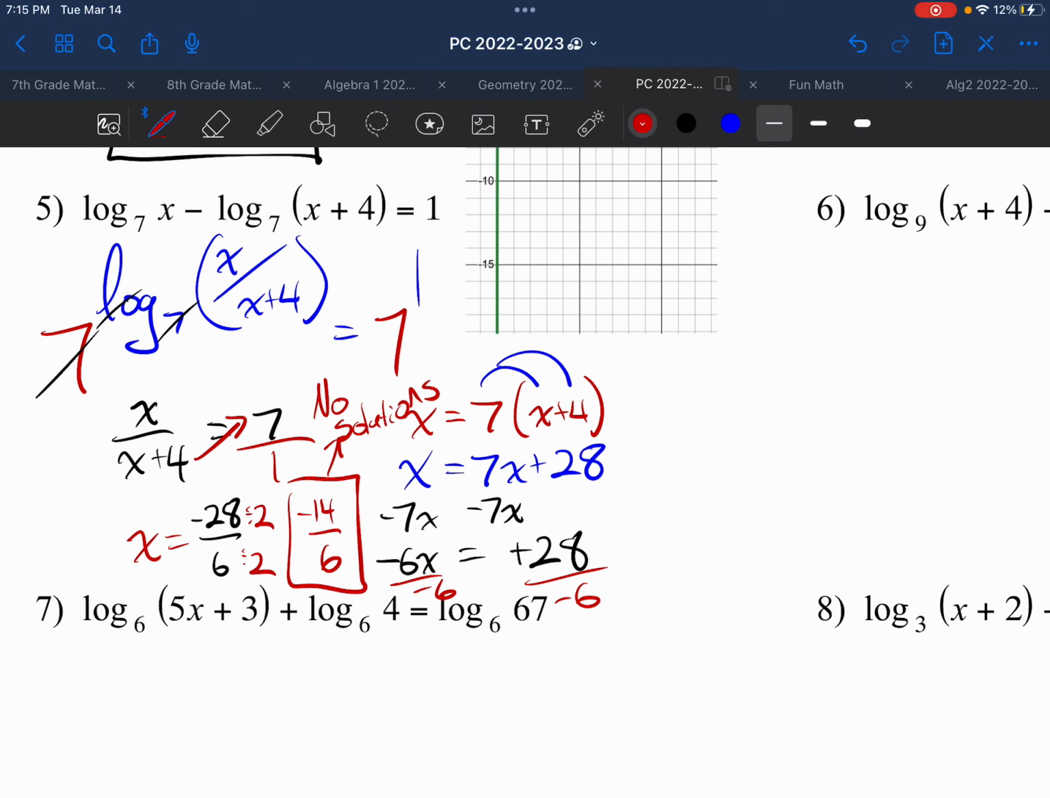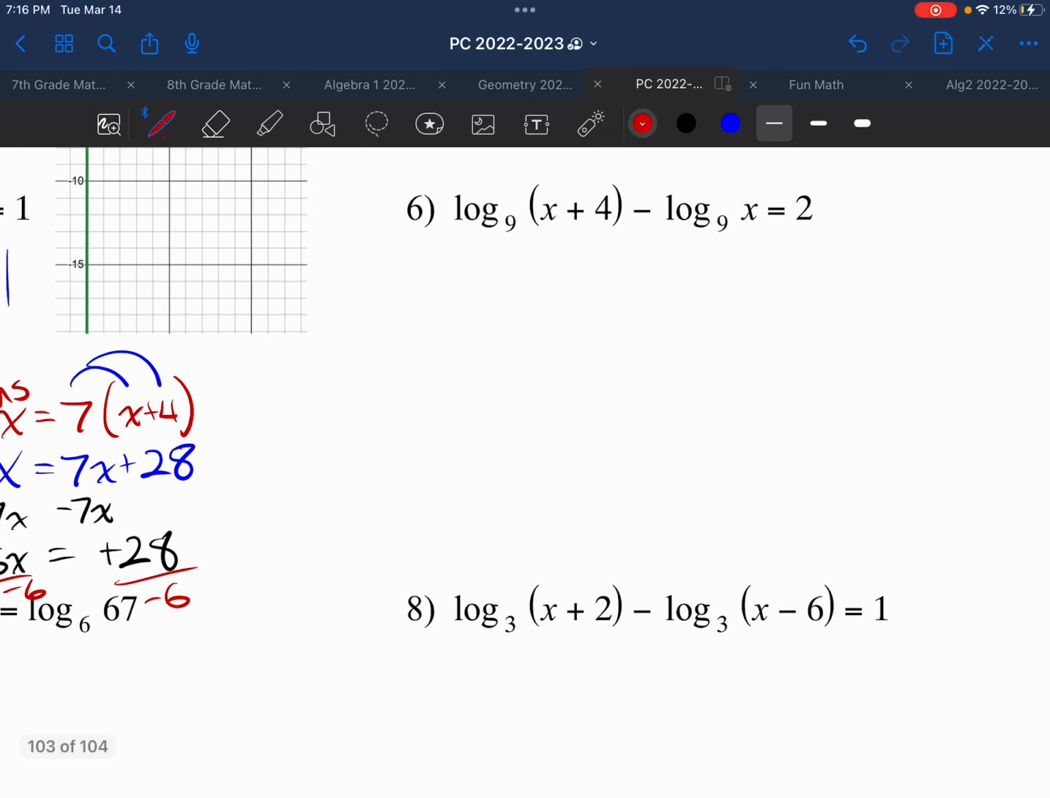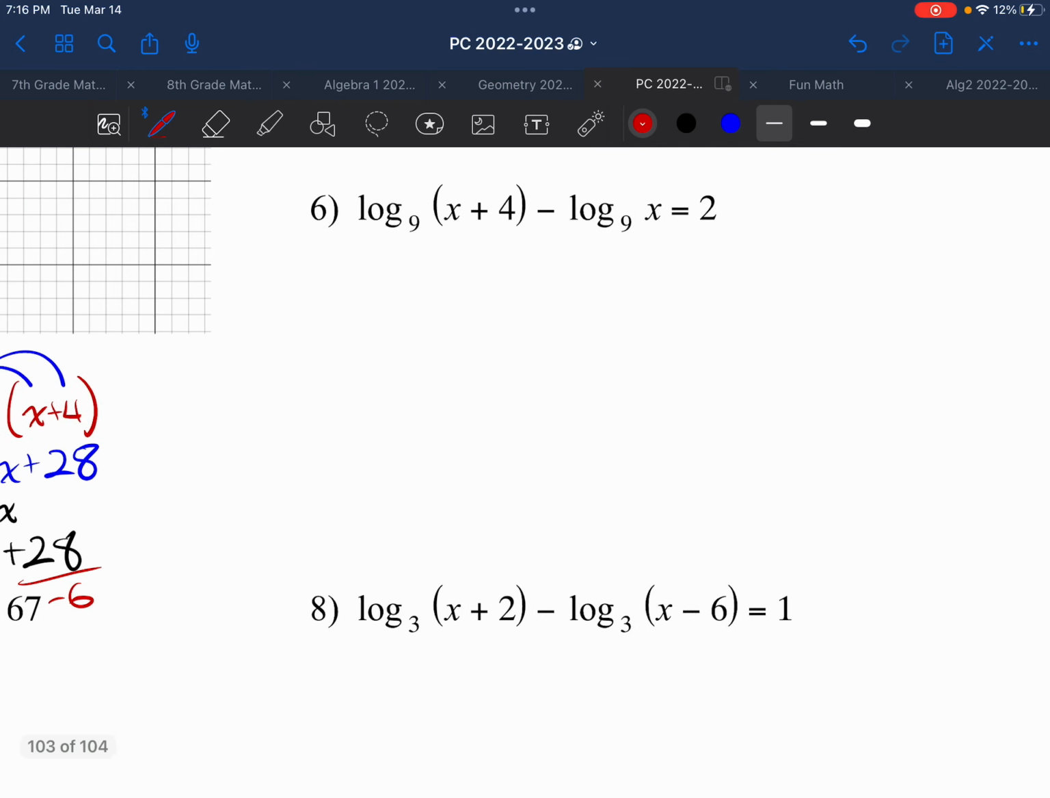My bad. I did not cover that in our lesson, and I will not put this on the quiz or the test since I didn't teach it in the lesson. Number 6. All right, much easier. Whew. It's not like the last problem.